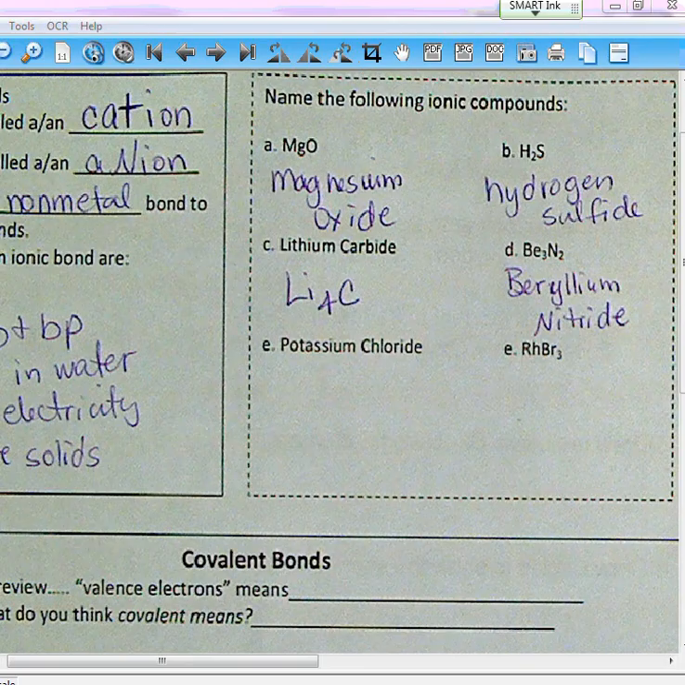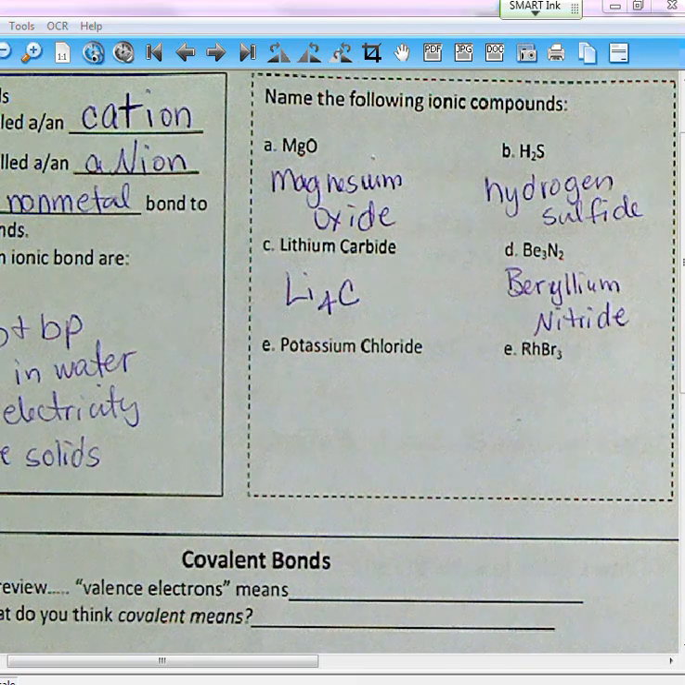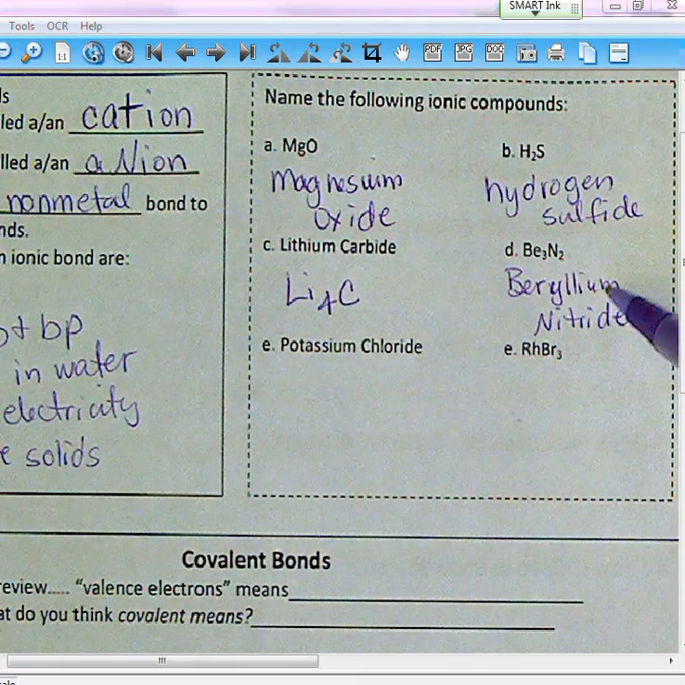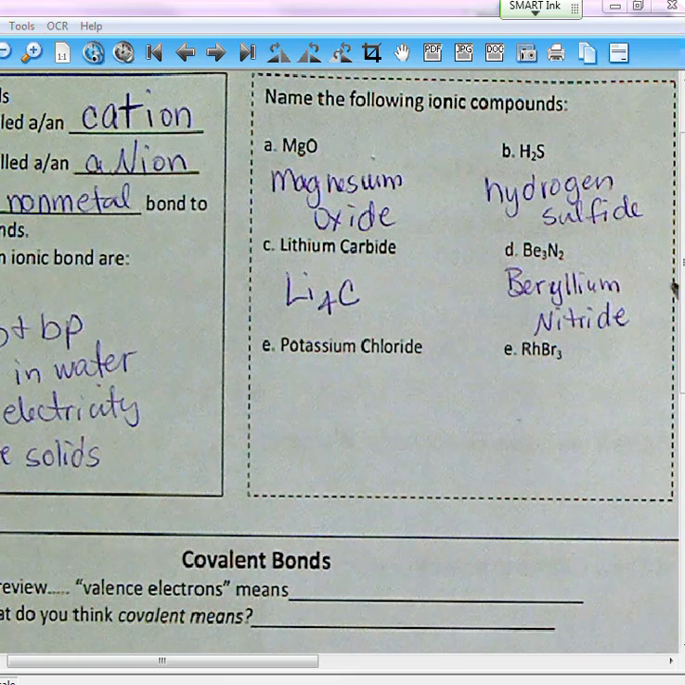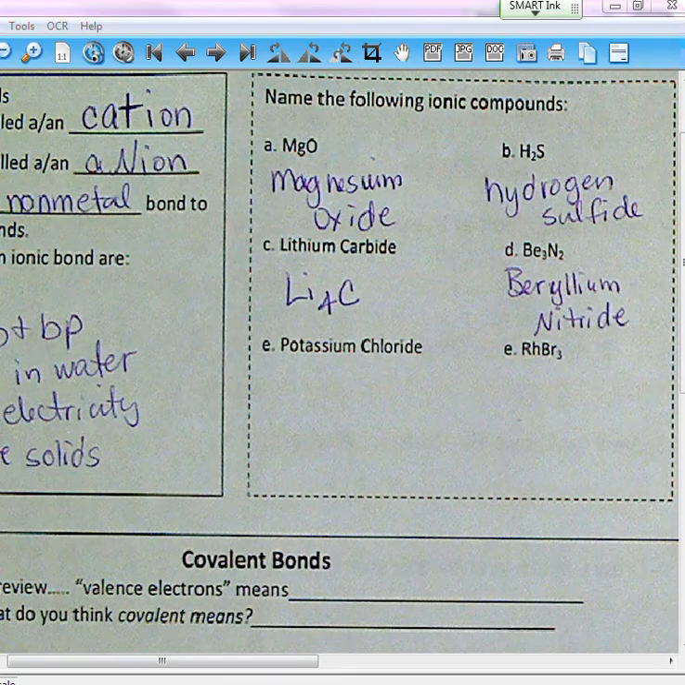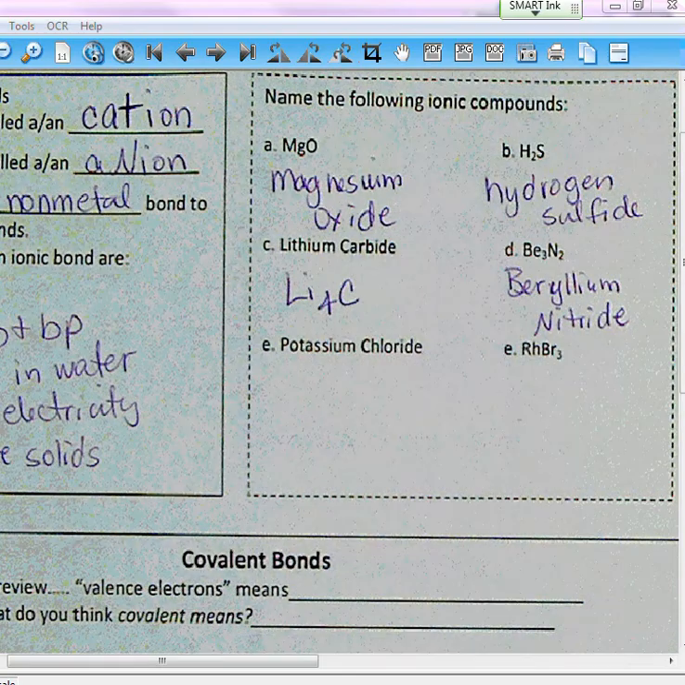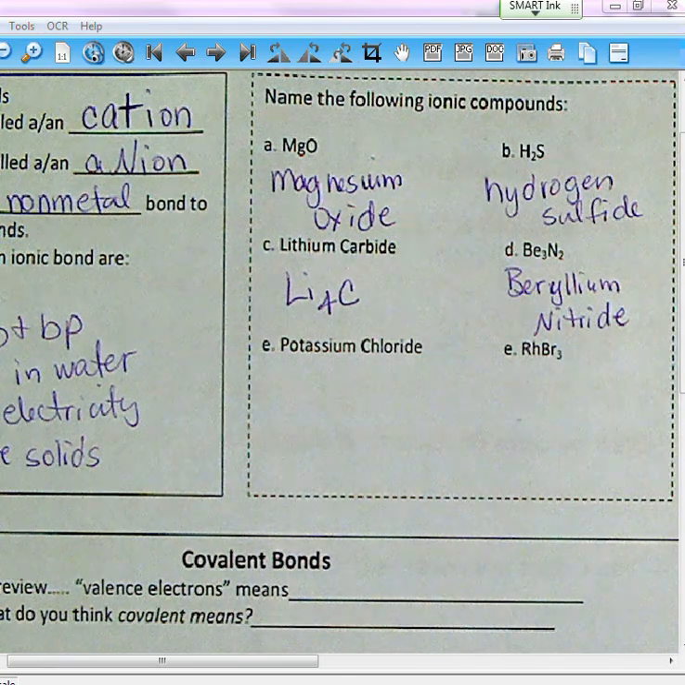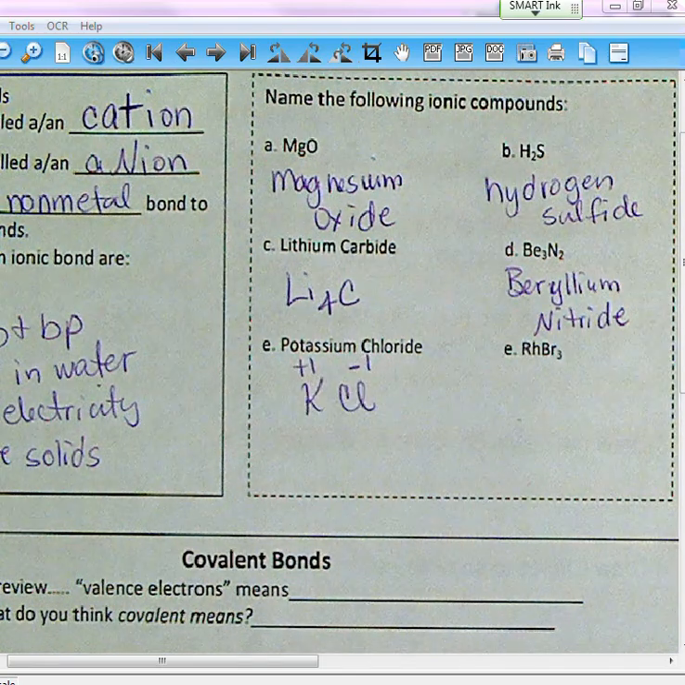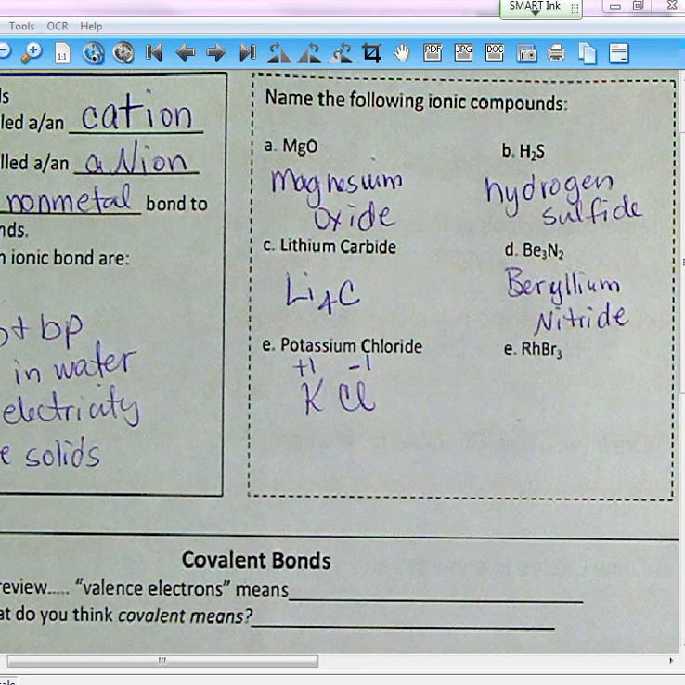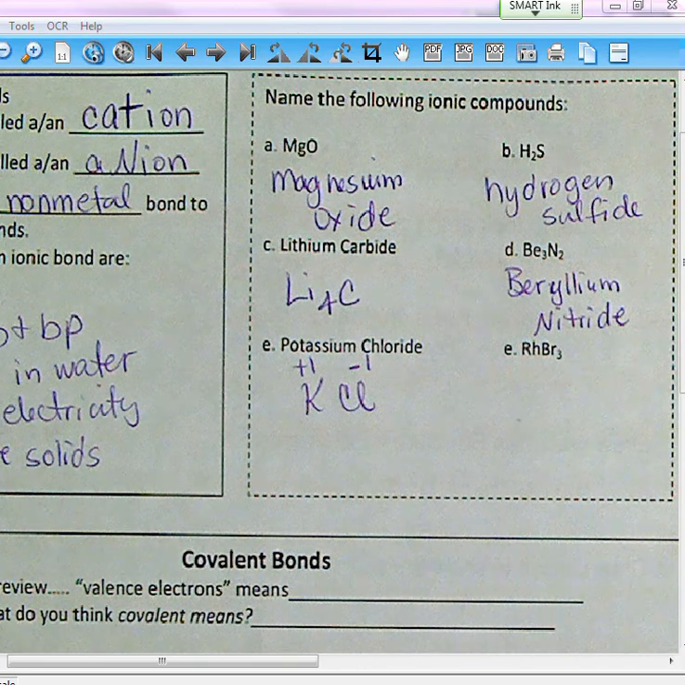On D, you have beryllium and nitrogen. Beryllium is not a transition metal, so you just name it normally. Add IDE to the second one. On E, you will need to check the charges to be able to write the formula. Potassium has a +1 charge, chlorine has a -1, so you only need 1 of each of them.